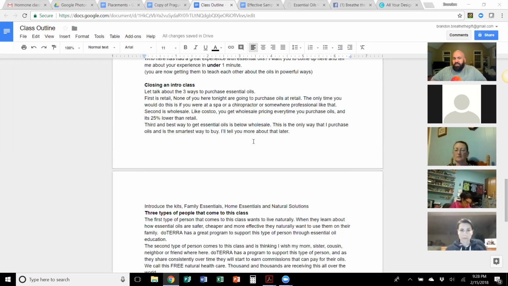The second is wholesale. It's just like Costco. You can get the wholesale pricing every time you purchase your oils, and that is 25% off of retail. And the third and best way to get your essential oils is below wholesale. This is the only way that I purchase my essential oils, and it's the smartest way to buy. But I'll tell you more about that later. You're not going to go into all of that right then and there, and actually you don't talk to them a ton about that till later on.